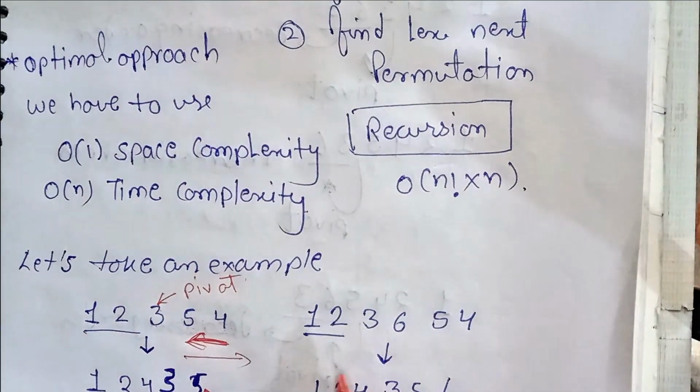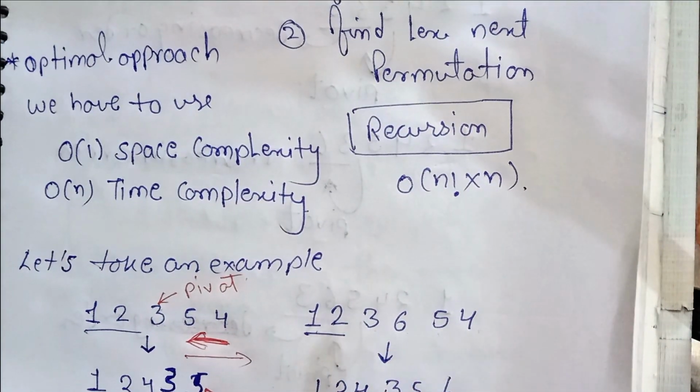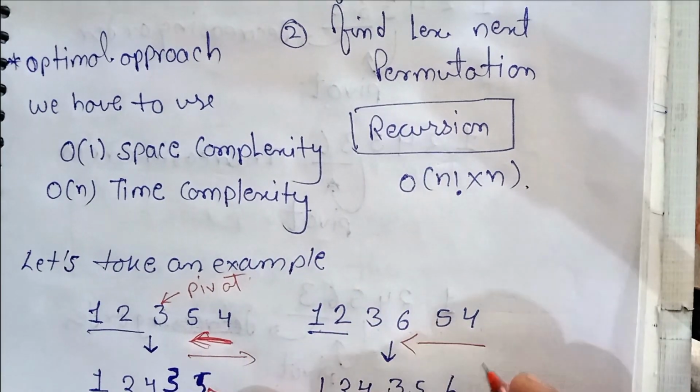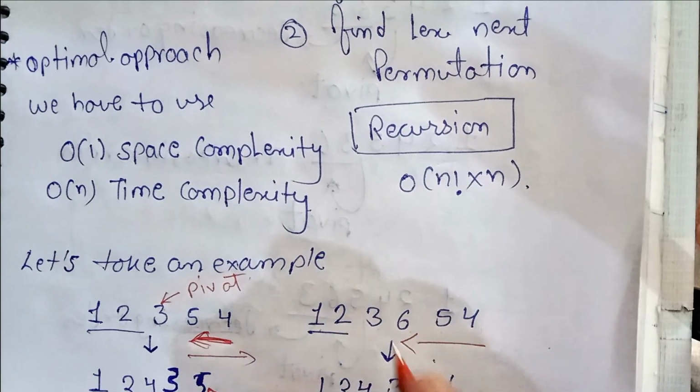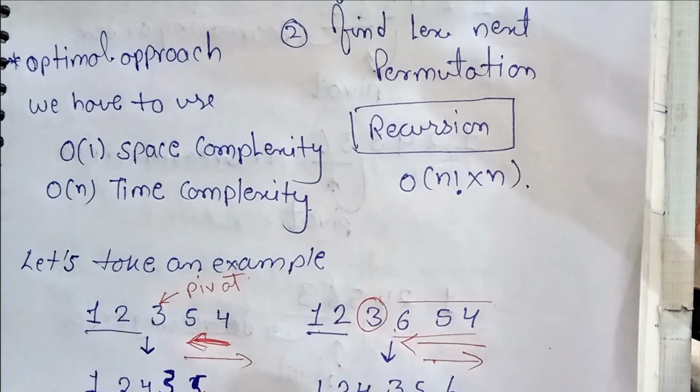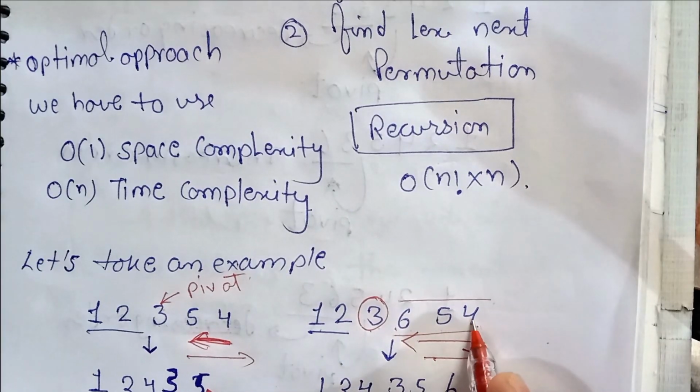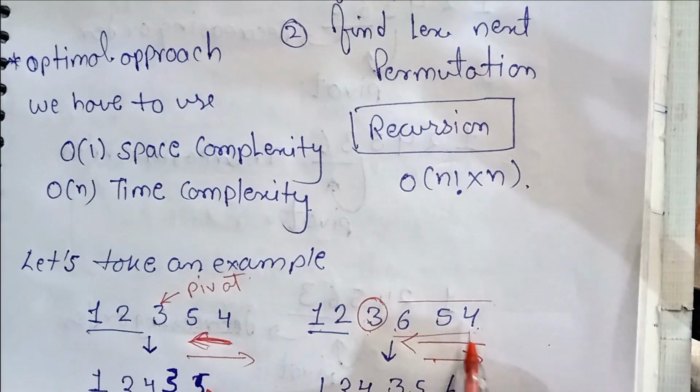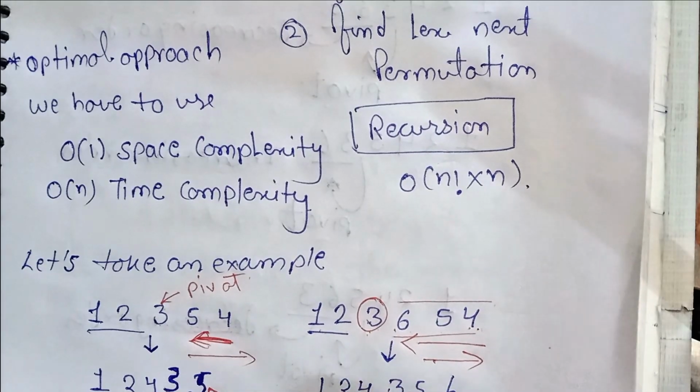Let's take another example. Here we have 1, 2, 3, 6, 5, 4. Here elements are in increasing order from right to left. But here comes 3, which is smaller than 6. Then we will arrange these three numbers in increasing order from left to right. After that, we will swap the value with the nearest greater value of 3. So the nearest value of 3 is 4. So we will swap the value of 4 with 3, which is already done. So the right permutation is this. Moving on to the next.